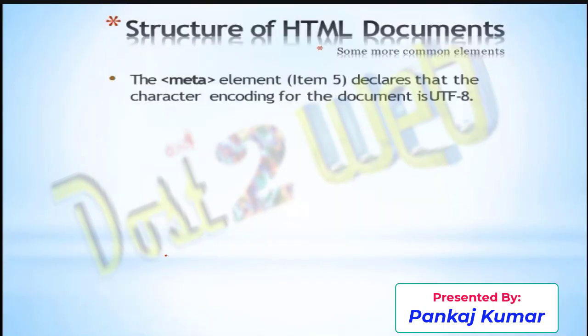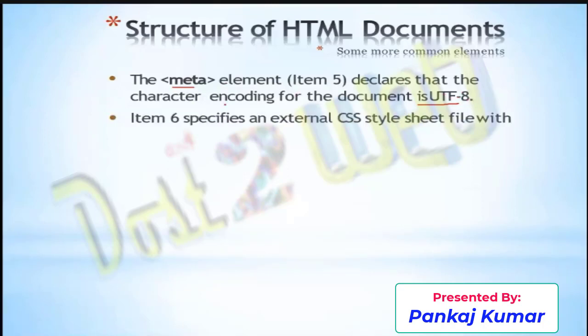Then some more common elements we have to learn, as we have seen, the meta element. What is the meta element? The meta element declares the character encoding for the document, the UTF format. There are several UTF formats, like UTF-8, 16, 32, and different languages also you can use, like English, German, whatever you want. But generally we use UTF-8. So this is the meta tag you can define.